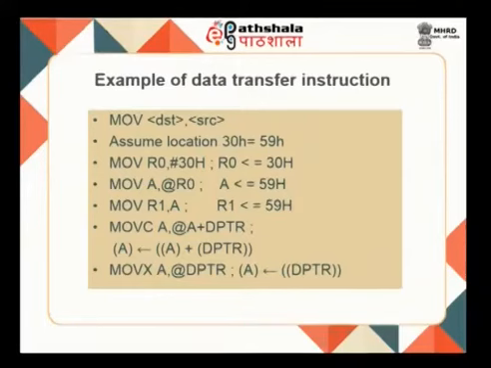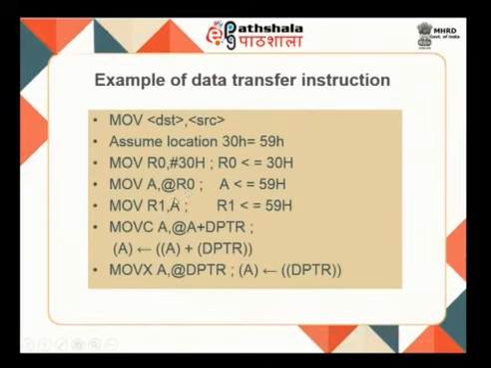So, MOV destination comma source, source to destination. Assuming I have a location 30H equal to 15. That means if I am having a data 30H, now if I am using MOV R0, #30H, what it says is 30H is the hexadecimal data which is moved to R0. Now, MOV A, @R0.